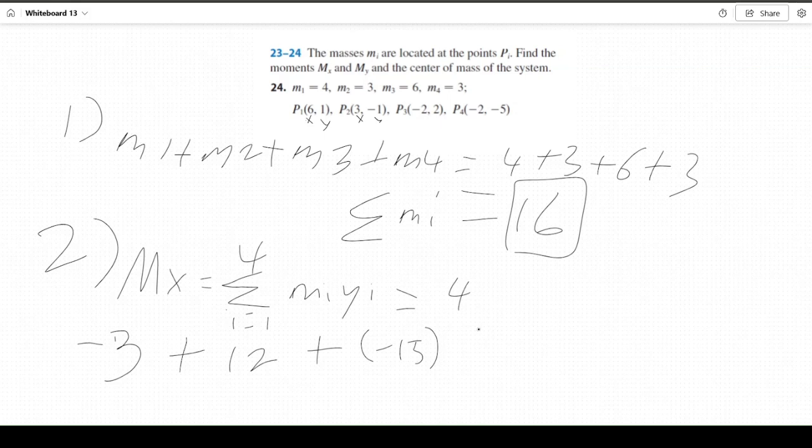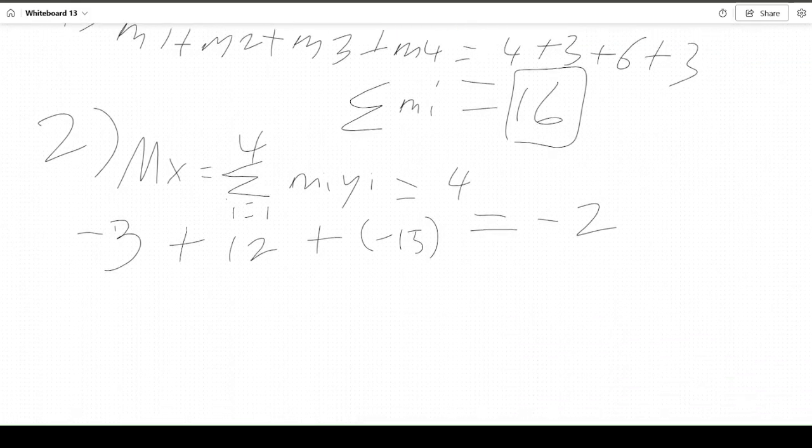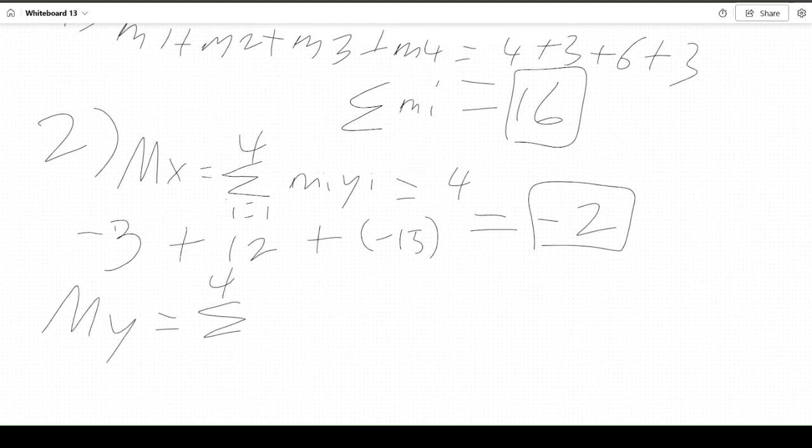When you add all of these up, including the 4, so 4 plus negative 3 is 1, plus 12 is 13, and plus negative 15 would be equal to negative 2. Now we have to find My. So we have this, and now we have to find My, so this would be 4.